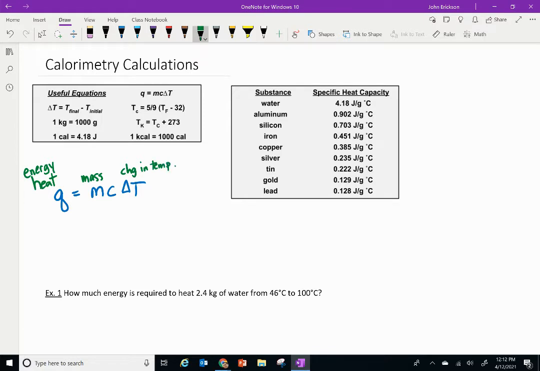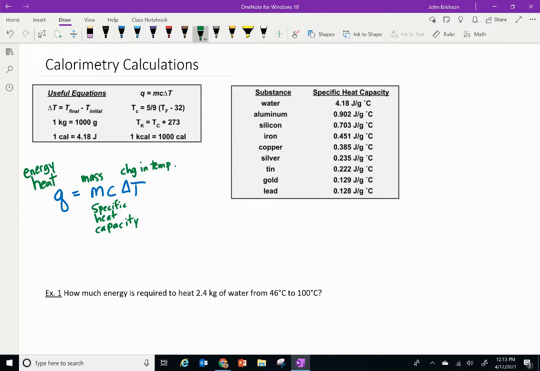All right, so what about that last variable? The C in this equation stands for specific heat capacity. So the specific heat capacity is a constant. Depending on the substance, there will be a certain value that tells you how well that substance can absorb or hold on to energy that is transferred to it.